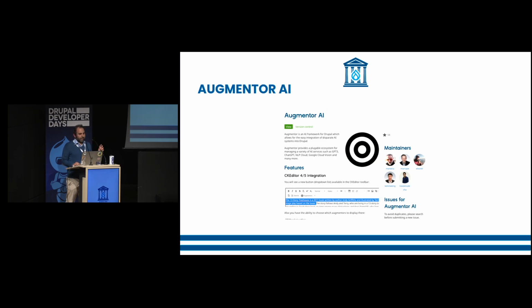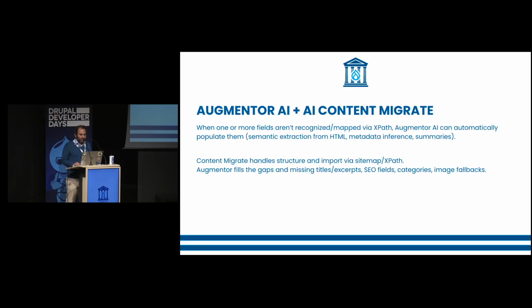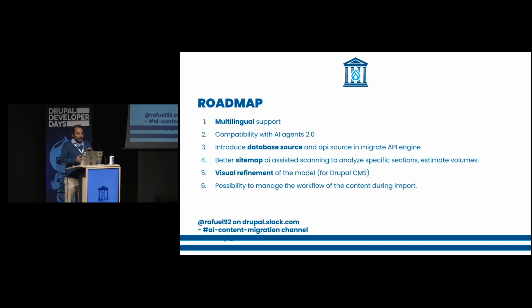So it lets us connect different AI services and run AI augment actions on the content. So AI Content Migrate handles the structure and the first import via sitemap or XPath and other stuff. But if a field isn't matched or is empty, then AI Augmenter can fill the gap after, basically. So that's the actual roadmap of the module.